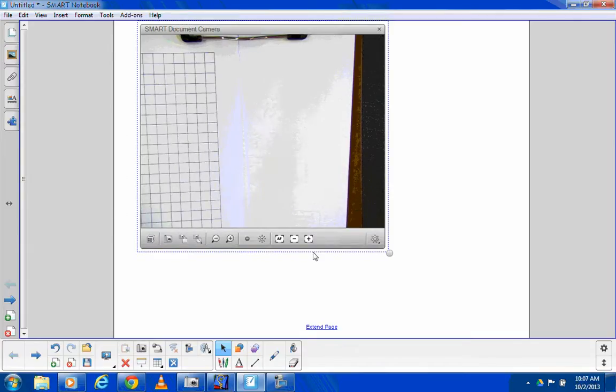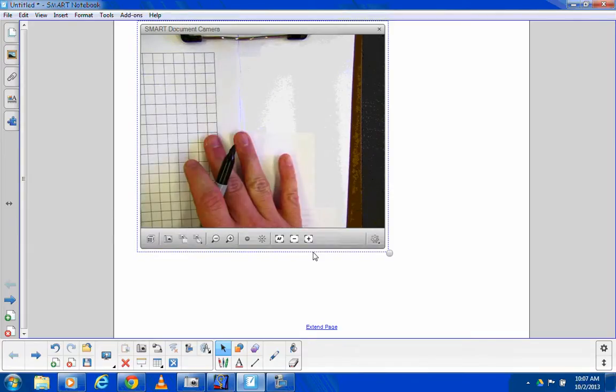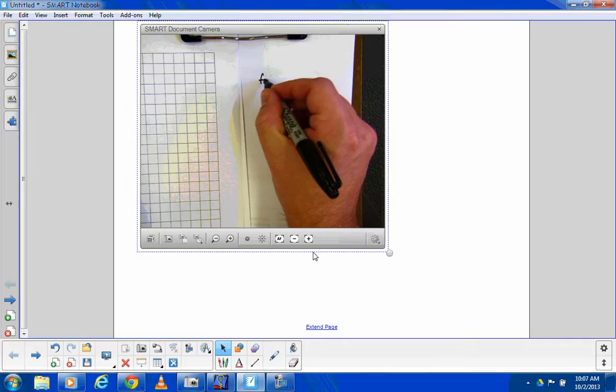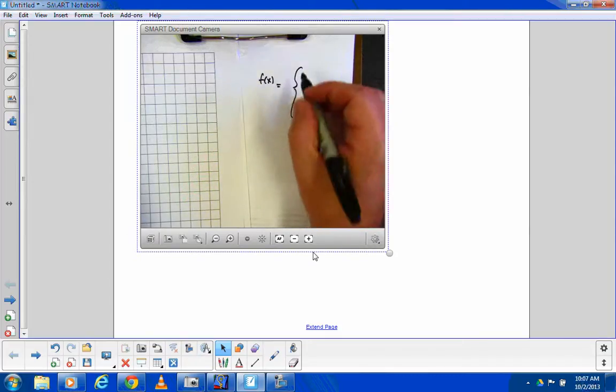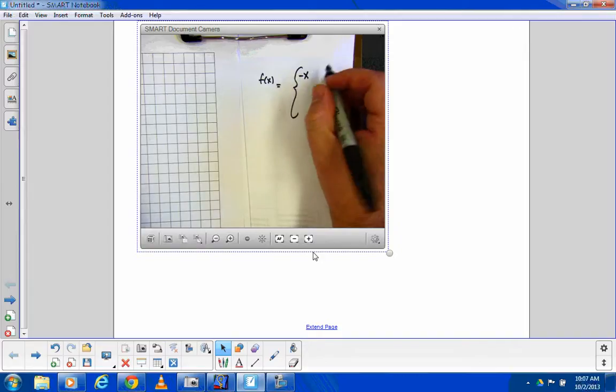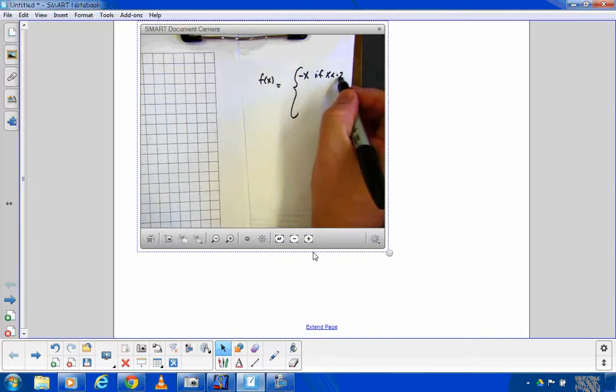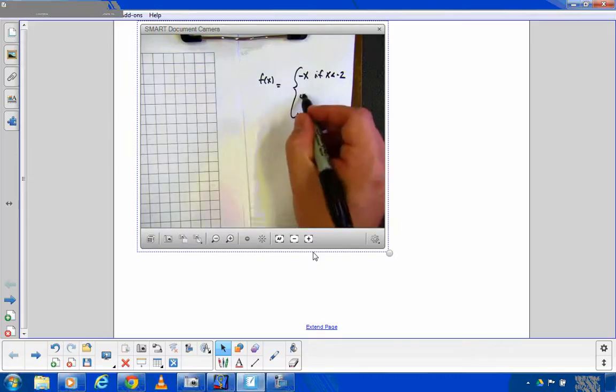All right, let's try this one. Let's do f of x equals negative x if x is less than negative 2, and 4.